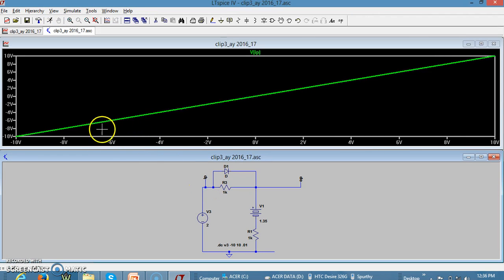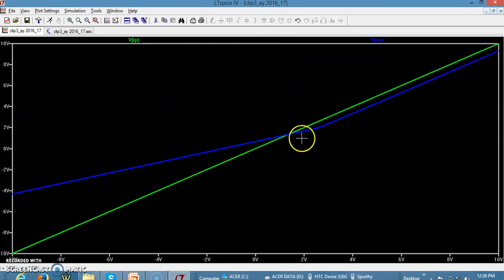This is the input voltage, which is input on the x and y axis. That's why it's a straight line with a slope of 1. Let us have a look at the output. Since the reference voltage is given as 1.35 volts, at 1.35 plus half the input voltage, the diode turns on. Now we shall see how the output voltage looks. I can see the diode is turning on here.